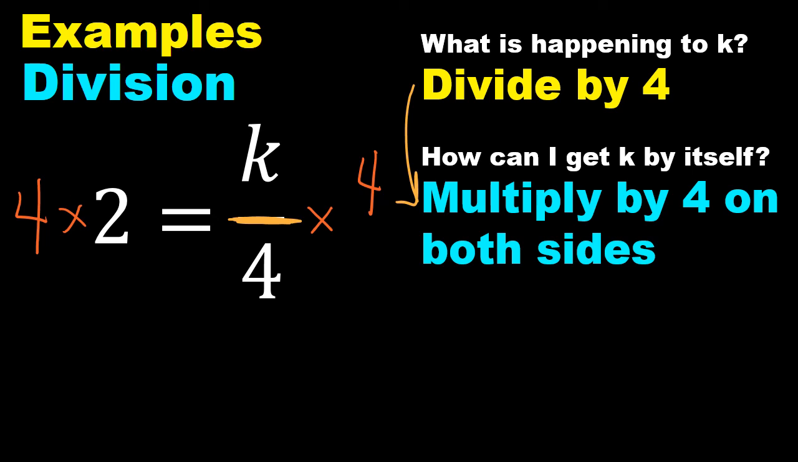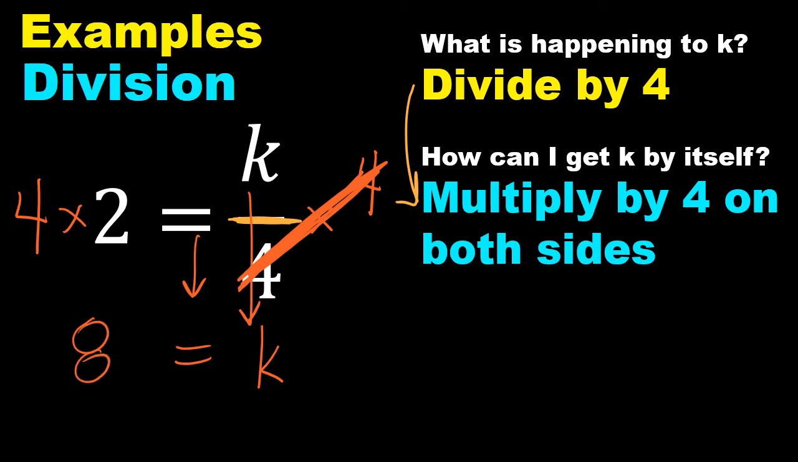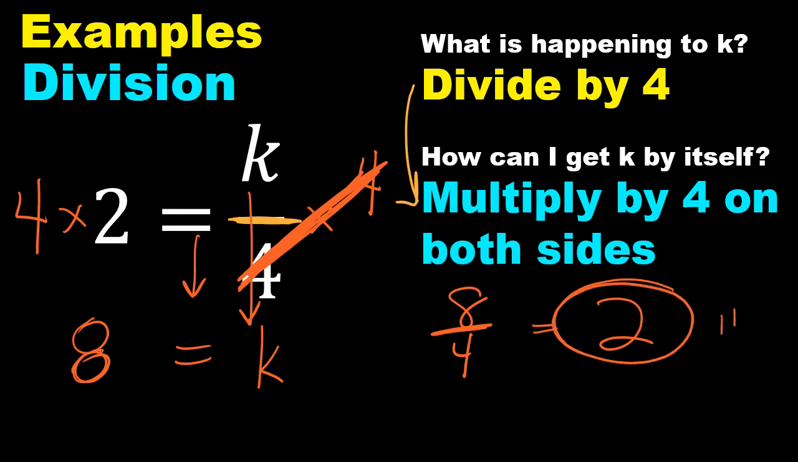So now I've got the step down. The 4's cross out. Remember, I'm making that diagonal. The 4's cancel out, so I'm left with my variable k. I have an equal sign, and then 4 times 2 gives me 8. The way I could check this is if I did 8 divided by 4. 8 divided by 4 gives me 2. So I know that my answer checked out and it's all good.